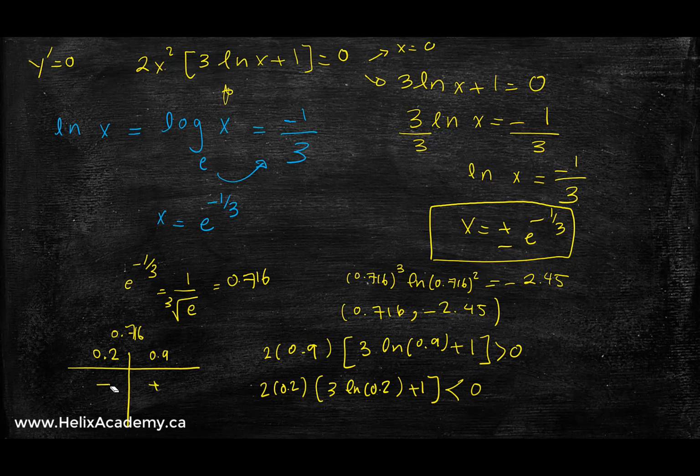So what does it show me? How do I know if it's a minimum or a maximum? I know that over here I have a negative slope, which looks like that, and over here I have a positive slope, which looks like that, and they meet at this point, and that just means that this would be a minimum. So this point would be my minimum.